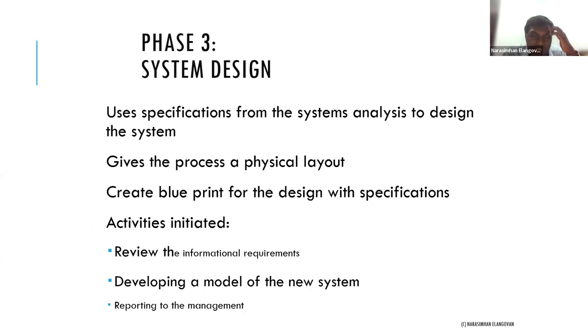Once it is done, go to system design. System design is more like an architecture. See, think you are constructing a house, right? You will be able to relate everything one by one. First, you are deciding whether to go for a house or not. That is preliminary. Now that you have decided, what all you want in your house, that is your analysis. Now design. Somebody comes and says, hey, blueprint. Use the specification, give a physical layout, create a blueprint.